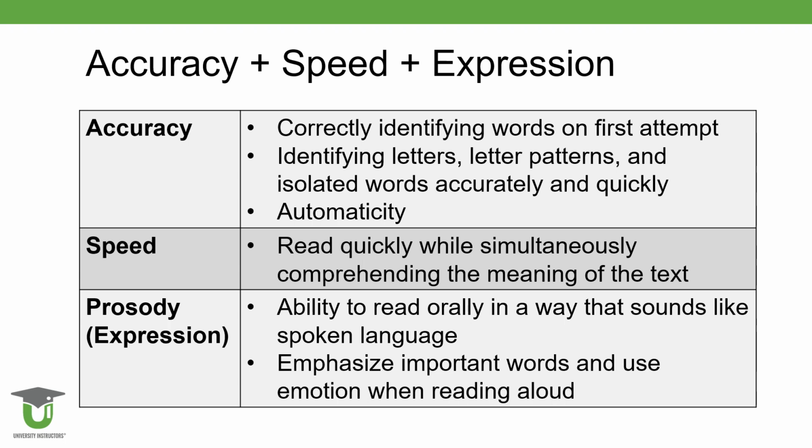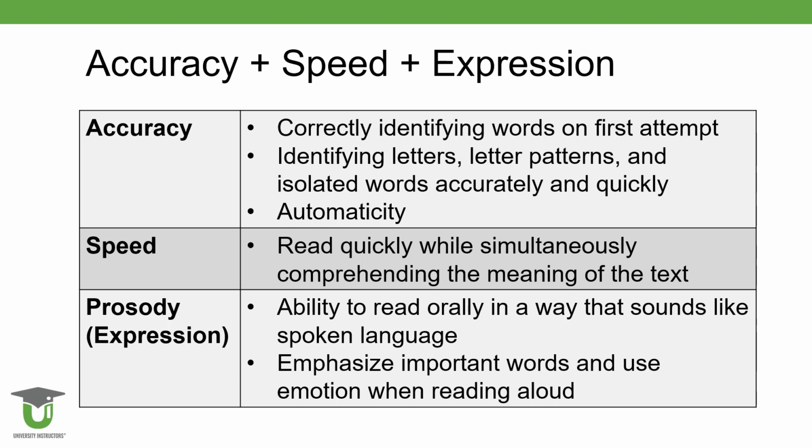Accuracy then refers to correctly identifying words on the first attempt. When a word is identified correctly, the meaning retrieved from the reader's oral vocabulary is one that makes sense with the other words in the sentence. Accuracy is intertwined with the theory of automaticity, which is the idea that students must develop their word recognition skills so that they can focus their energy on understanding what they're reading. Automaticity is a necessary component, then, of fluency.